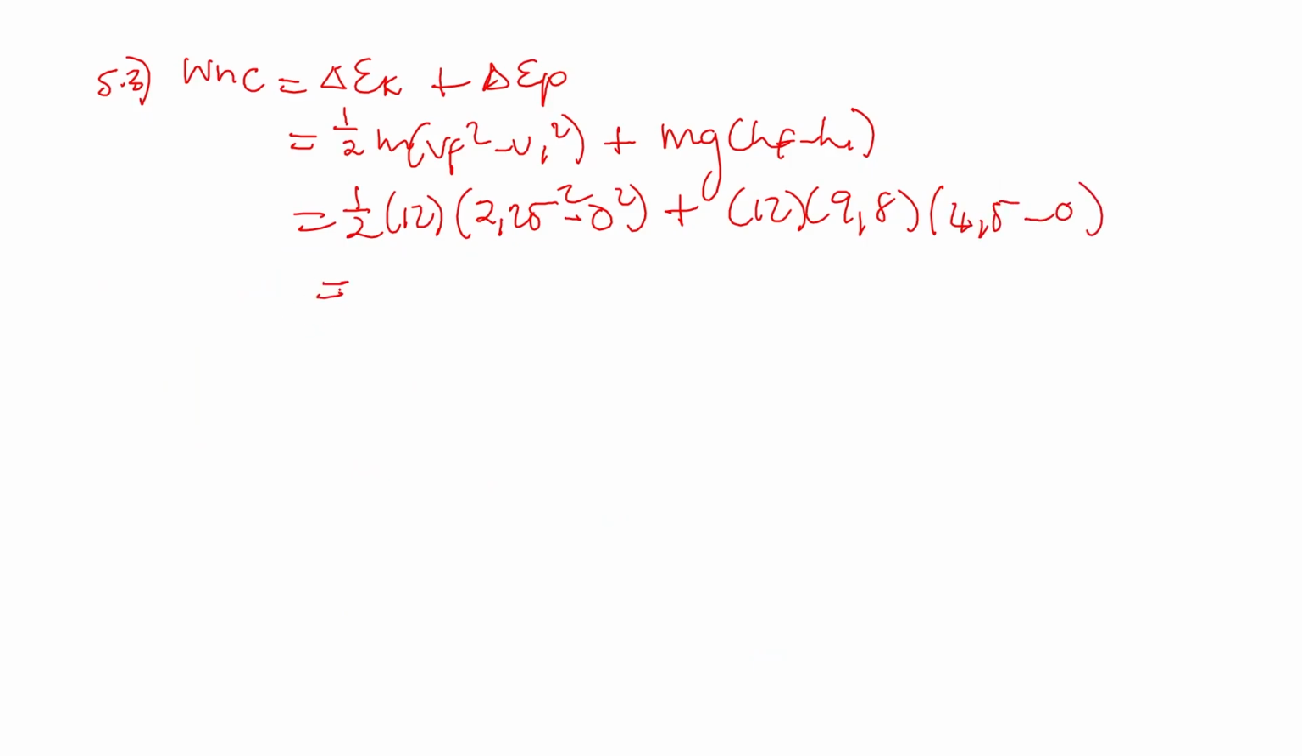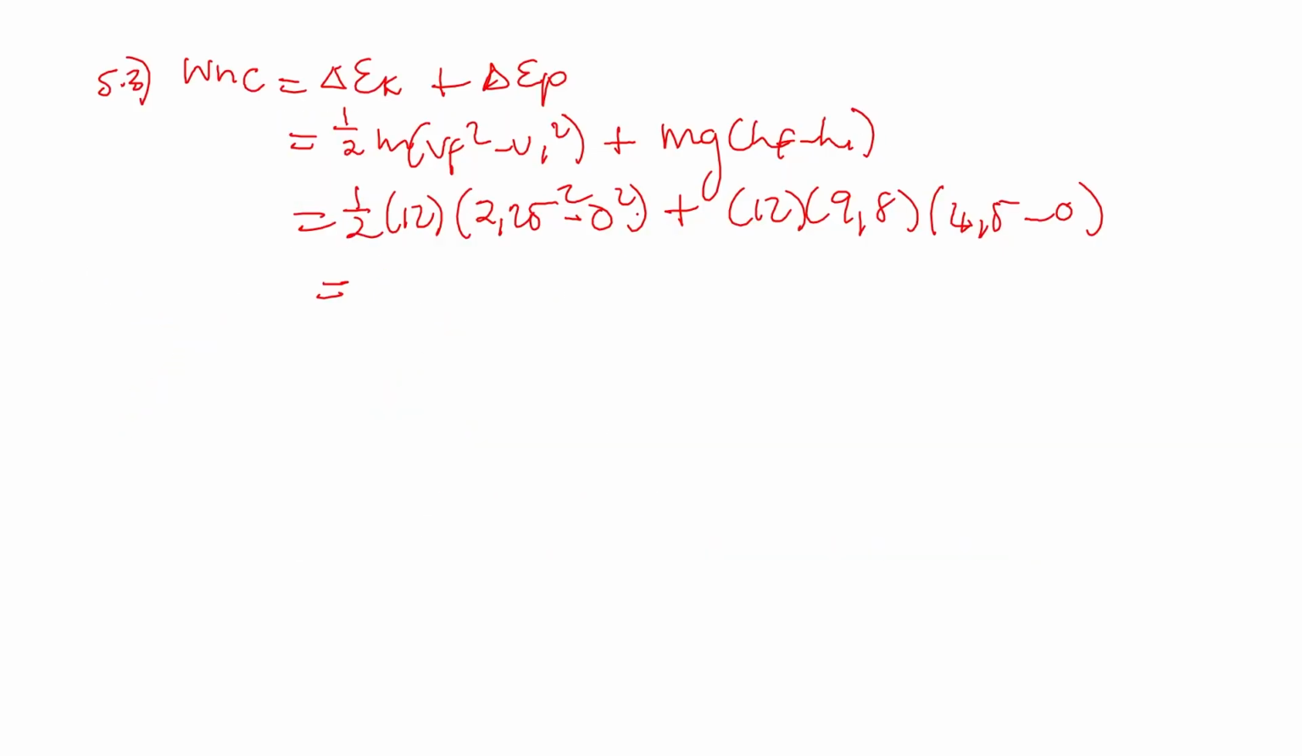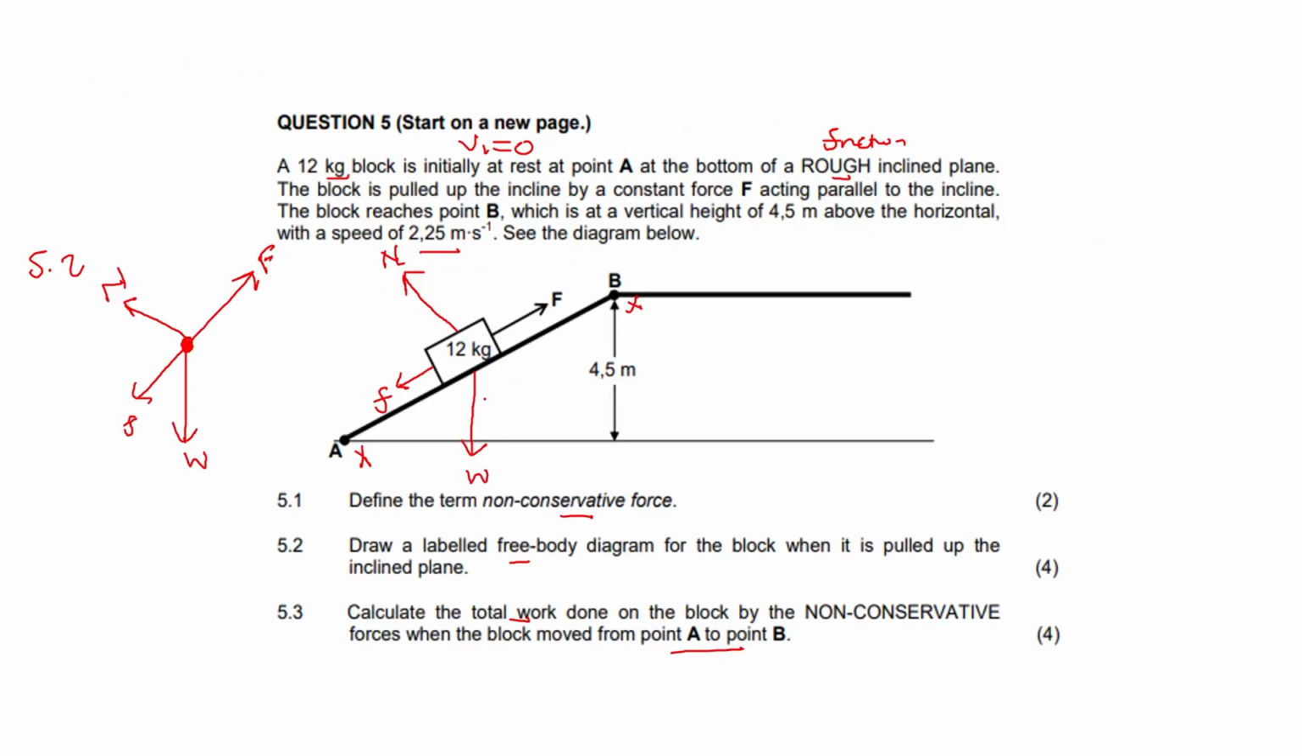So then you put that all into your calculator and you will get a total work done on the block by the non-conservative forces of 559.58 joules. And that is it, guys.